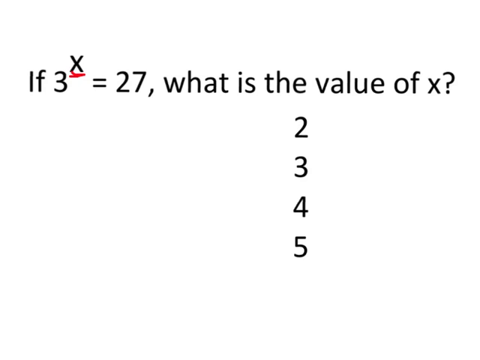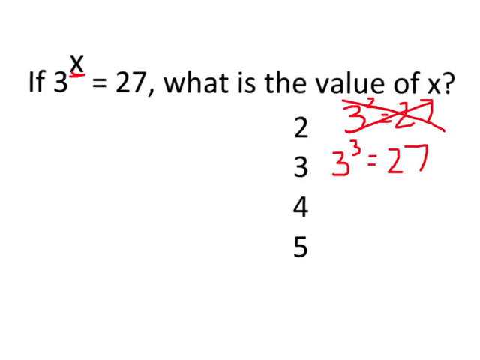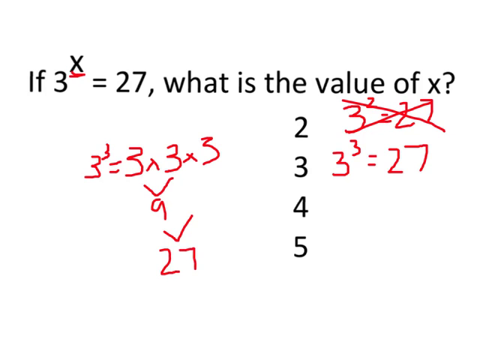So if the answer was 2, that would mean 3 squared equals 27. I know that 3 squared is the same thing as 3 times 3, so this is not true. 3 squared does not equal 27. So now 3 cubed equals 27. I'm going to try this one out on the side because I don't know that off the top of my head. So 3 cubed is the same thing as 3 times 3 times 3. I know that 3 times 3 is 9, times 3 is 27. So 3 cubed does equal 27. So our answer is going to be x equals 3.